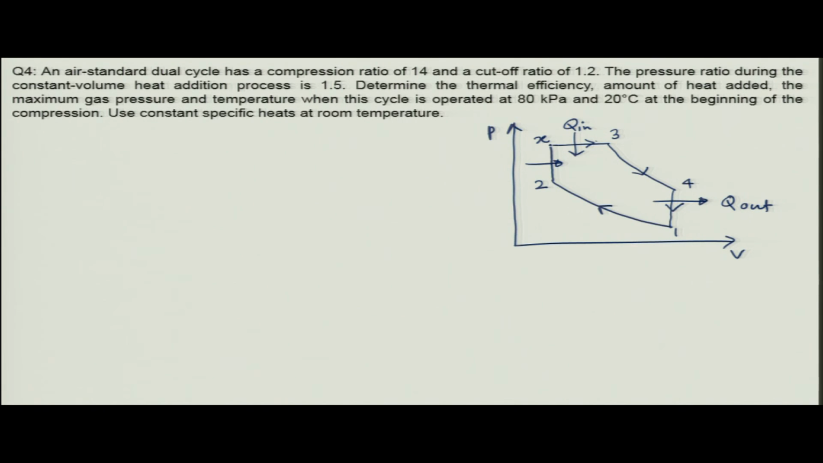Now, what the problem says is that it has a compression ratio, that is V1 upon V2, of 14, and the cut-off ratio is 1.2, that means RC is 1.2. RC is nothing but V3 by V2, right. The pressure ratio during the constant volume heat addition process is 1.5. So, Px by P2 is 1.5, right. Pressure at this point divided by pressure at 2.